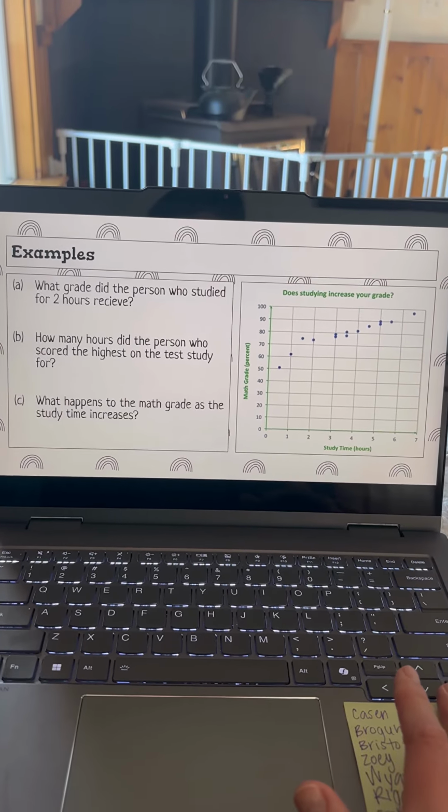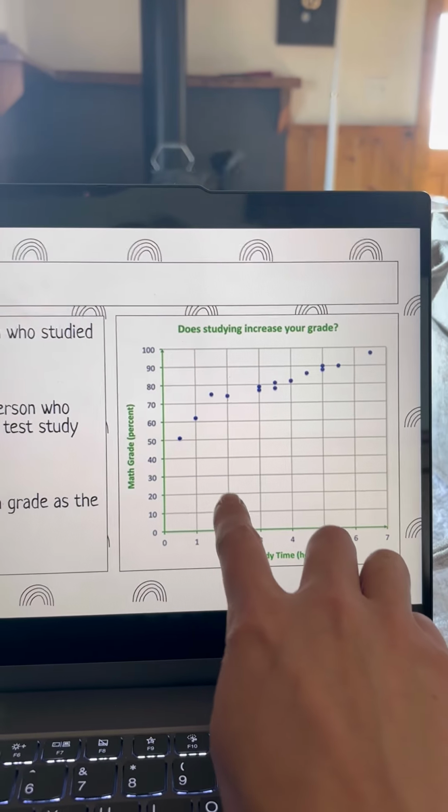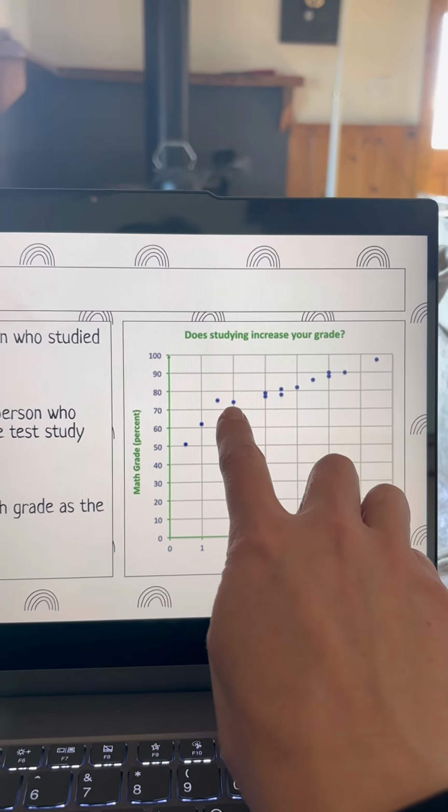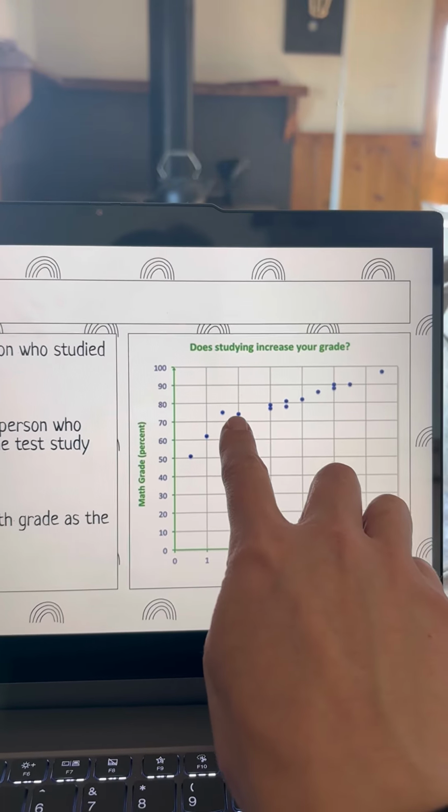What grade did the person who studied for 2 hours receive? So if I'm going down to study time, 2 hours, and I follow that line up, that person scored about 72, 73, maybe a little less than halfway between 70 and 80.